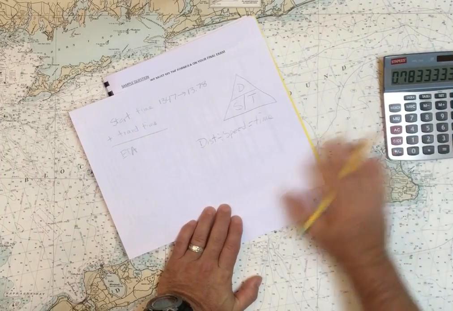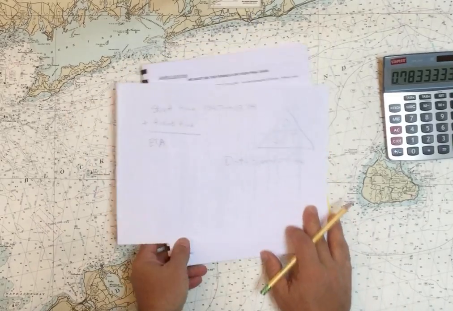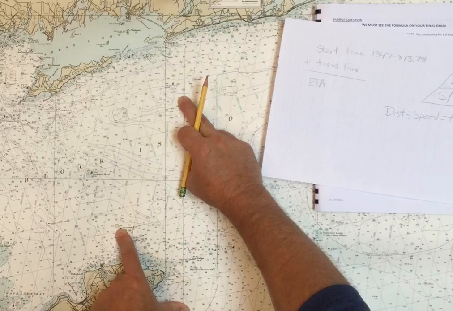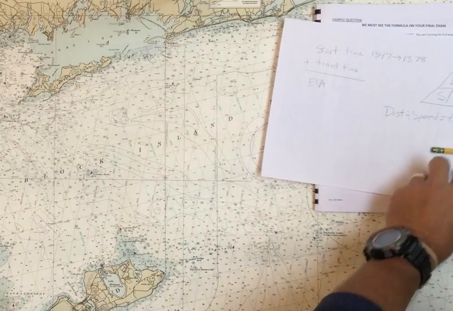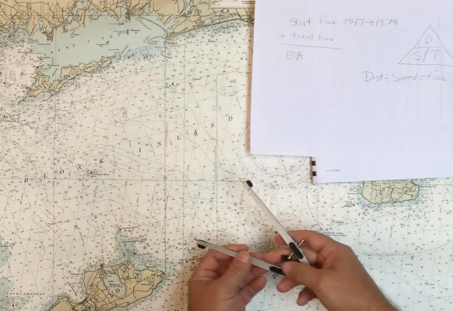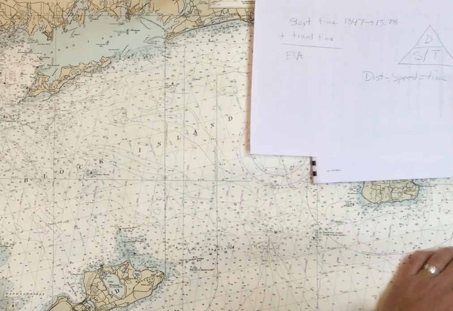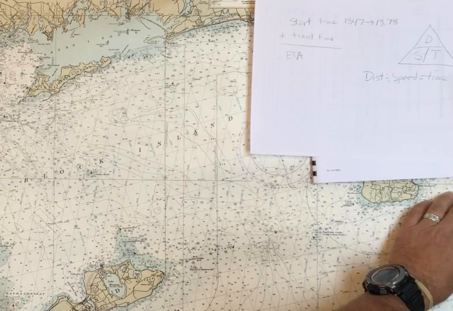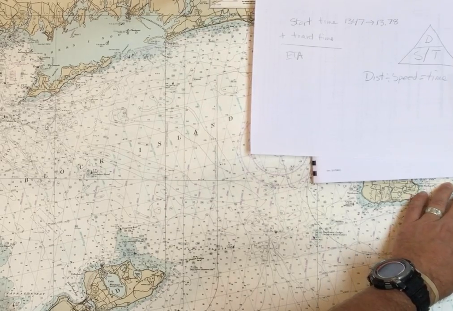So how do I find the distance? Well, I plot the two places on the chart. Here's one, here's the other, and I find the distance. So let me go ahead and find the distance between those two points. I'm going to open my dividers up to a nice round number like 5 miles because the distance is a little bit on the large side. I won't be able to do it in one shot.